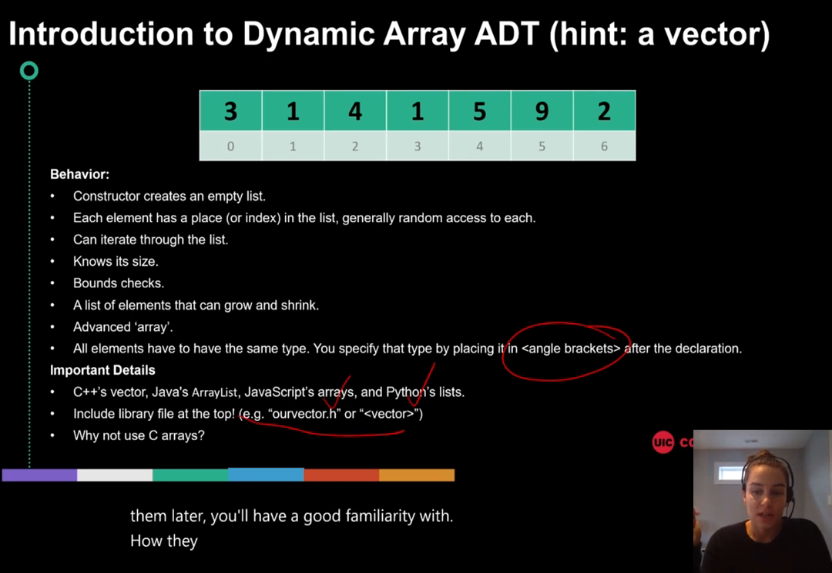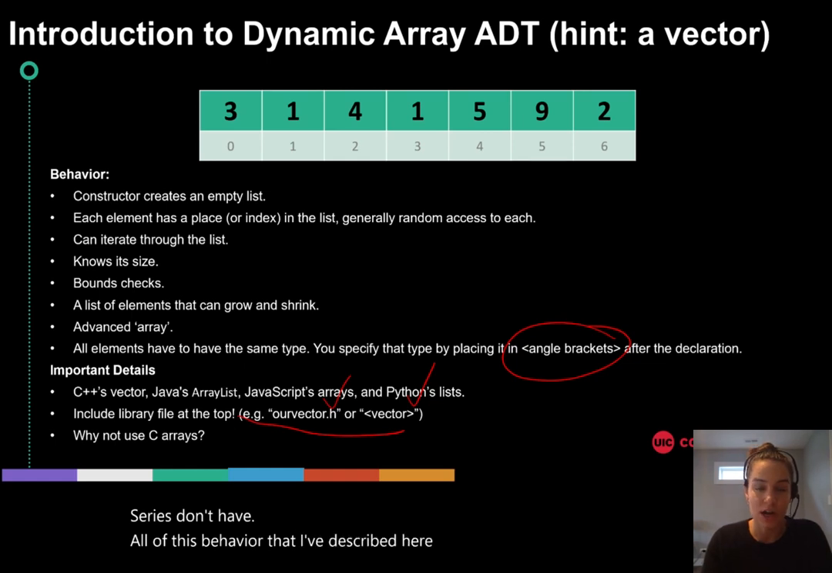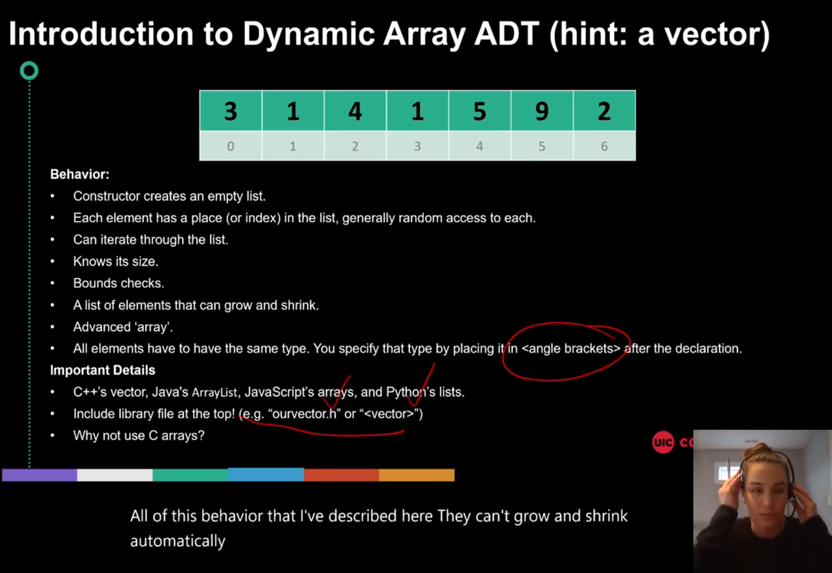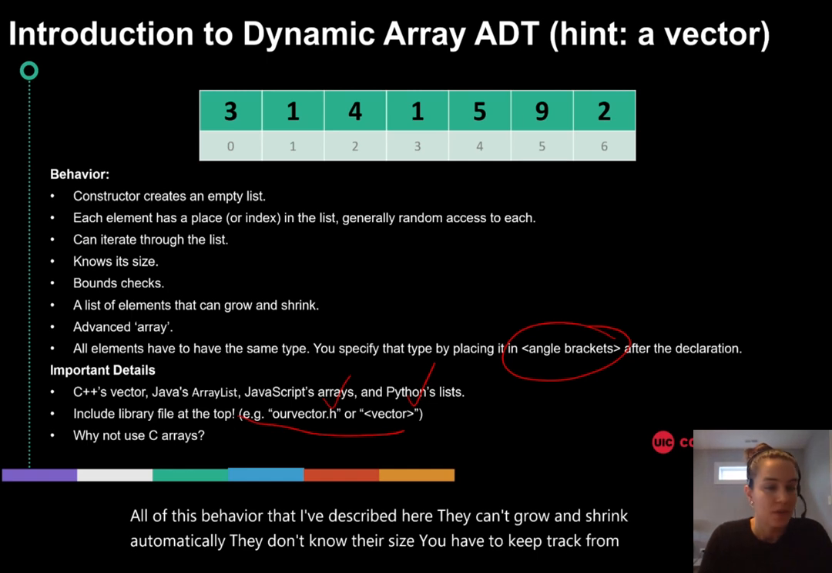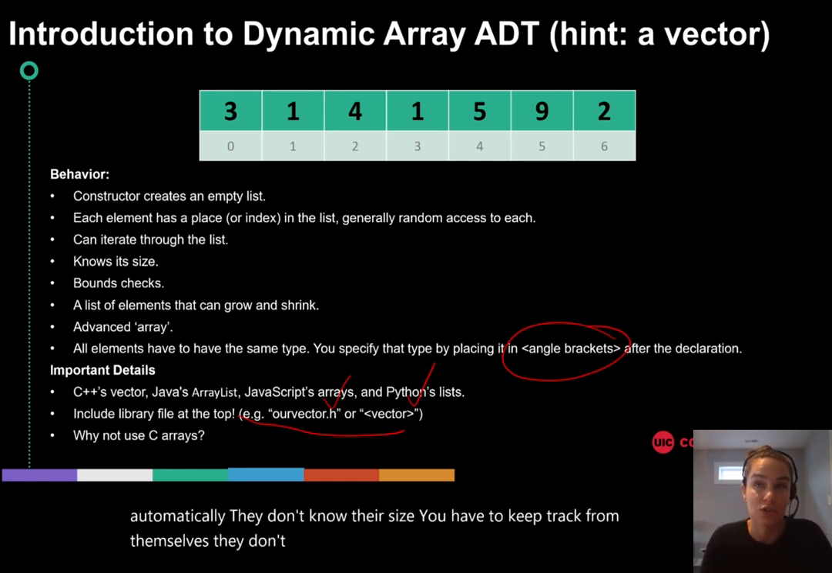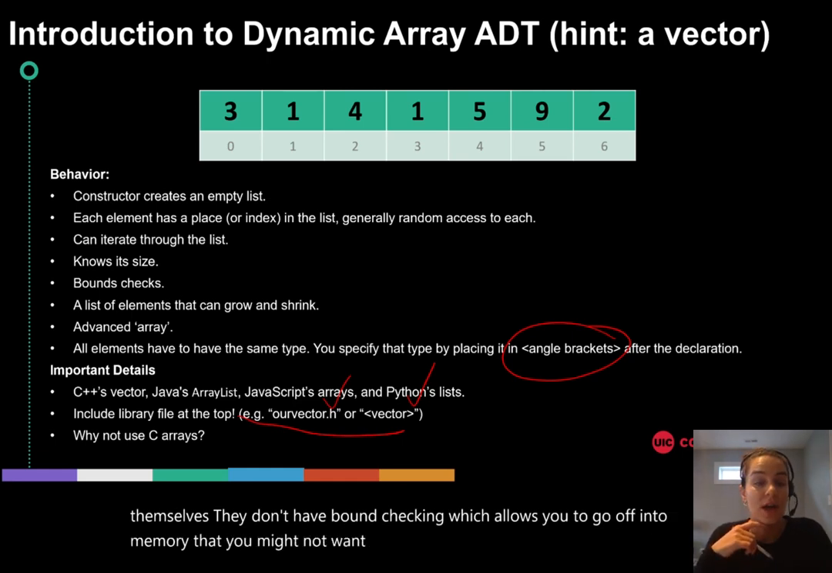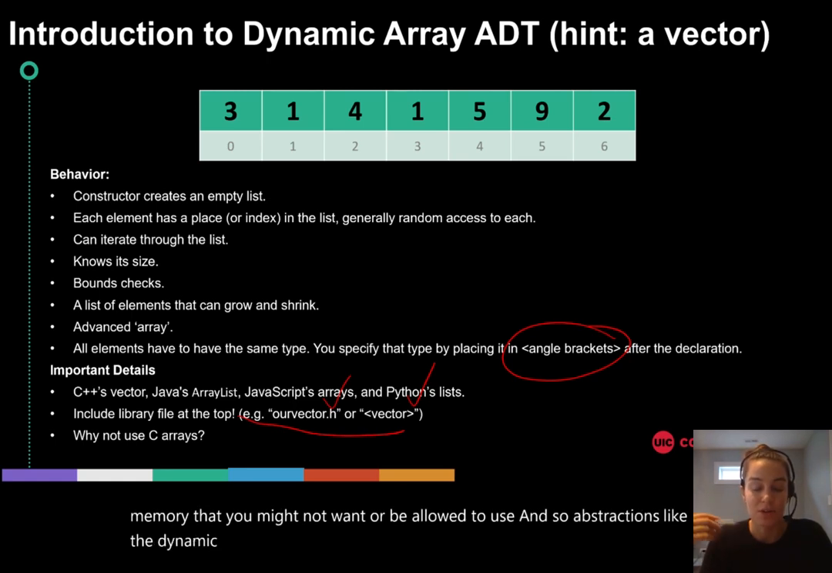So why not use C arrays? C arrays don't have all of this behavior that I've described here. They can't grow and shrink automatically. They don't know their size. You have to keep track of that yourself. They don't have bound checking, which allows you to go off into memory that you might not want or be allowed to use. And so abstractions like the dynamic array make for a much more usable container.